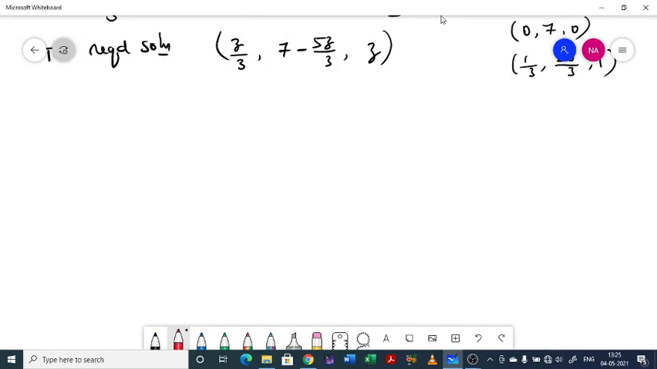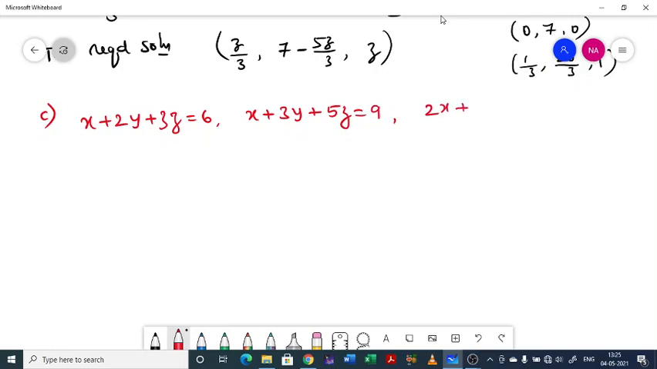Next, equation C. Given the system of equations x plus 2y plus 3z equal to 6, x plus 3y plus 5z equal to 9, 2x plus 5y plus 8z equal to 15. Solution: I have to write the augmented matrix.